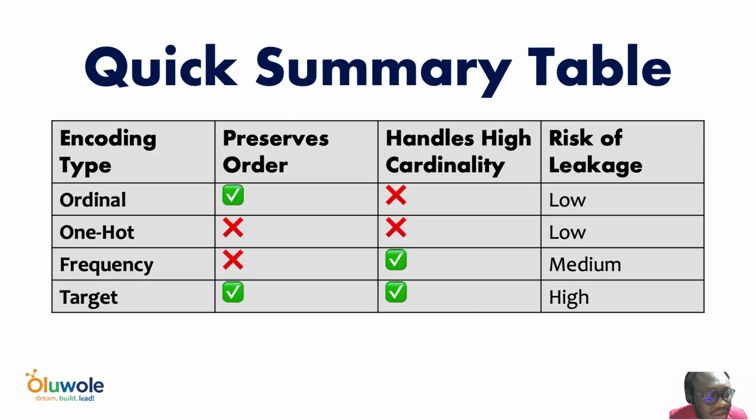All right, so let's look at some things. Three slides left anyway. For the encoding type, you have the ordinal, the one-hot, the frequency, or the target. Does it preserve order? Yes, the ordinal stays with order. One-hot doesn't need any order. Target also works with order. Does it handle high cardinality? Can you see what I told you? So you have to be very careful. Ordinal and one-hot will not handle high cardinality. So you can see the risk of leakage is always very low for them.